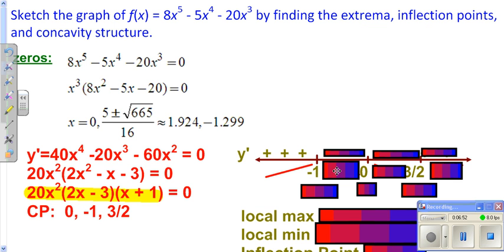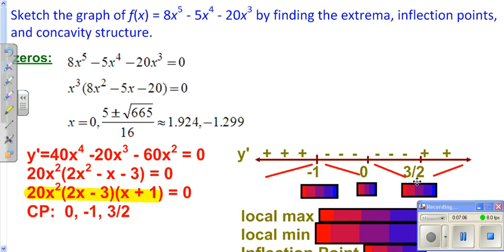Plug something in between here, negative a half. Plug something in over here. Plug something in over here into that factored form. So that means we have a bottom of a valley, so we have a minimum. Top of a mountain, so it's a maximum. Going down, leveling out, going down, so it's an inflection point.